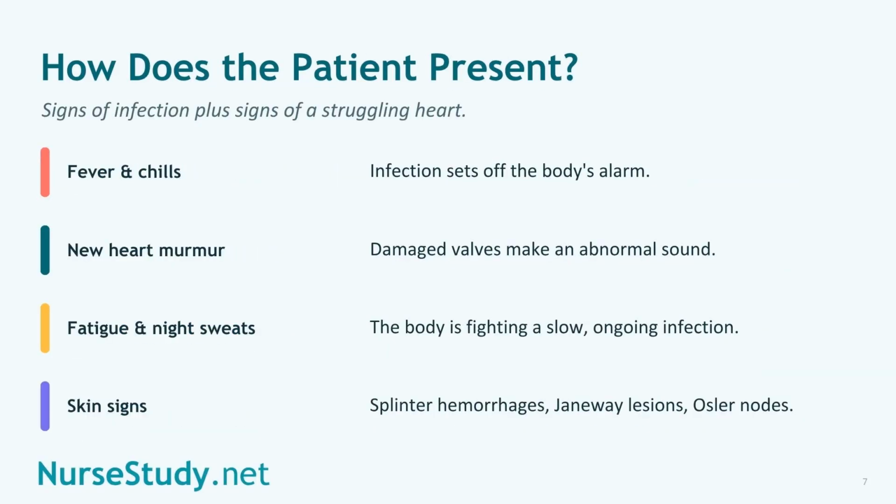How does the patient present? Now, let's picture the actual patient in front of you. You're going to see signs of infection plus signs of a heart that's struggling. You'll see fever and chills. That's the body's alarm going off. You'll hear a new heart murmur. That's the damaged valve making an abnormal sound. You'll notice fatigue and night sweats because the body is fighting a slow, ongoing infection. And you may spot skin signs, those splinter hemorrhages, Janeway lesions, and Osler nodes. Put it together and you've got a patient who feels run down, is running a fever, and has a heart that's not sounding quite right.